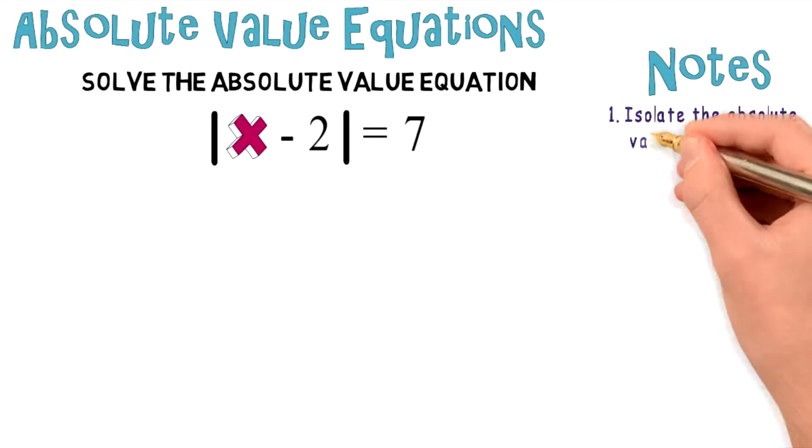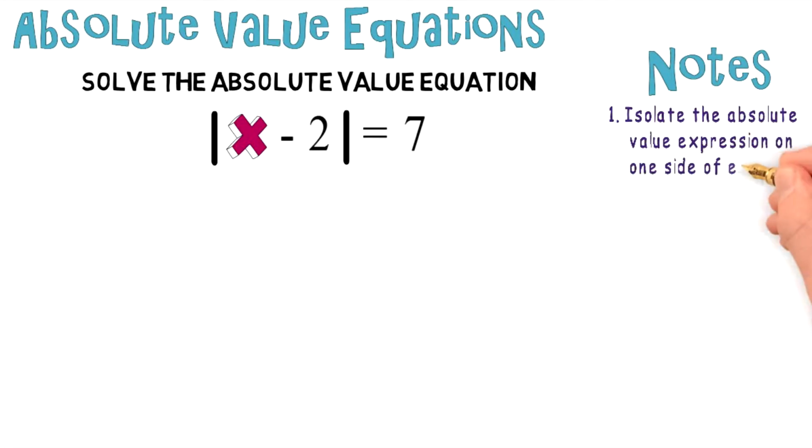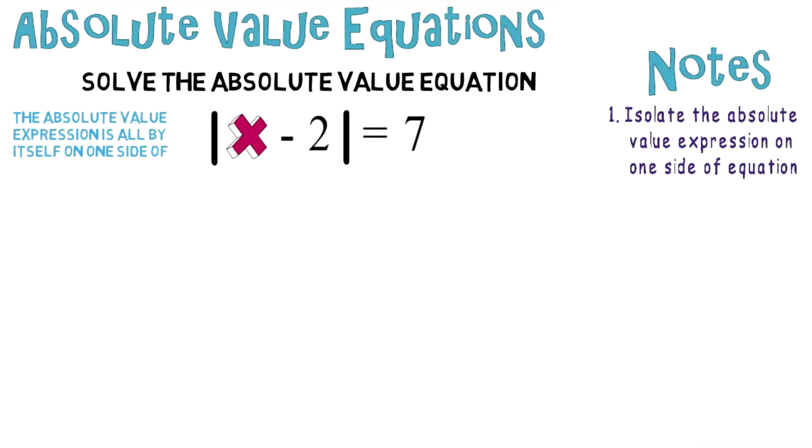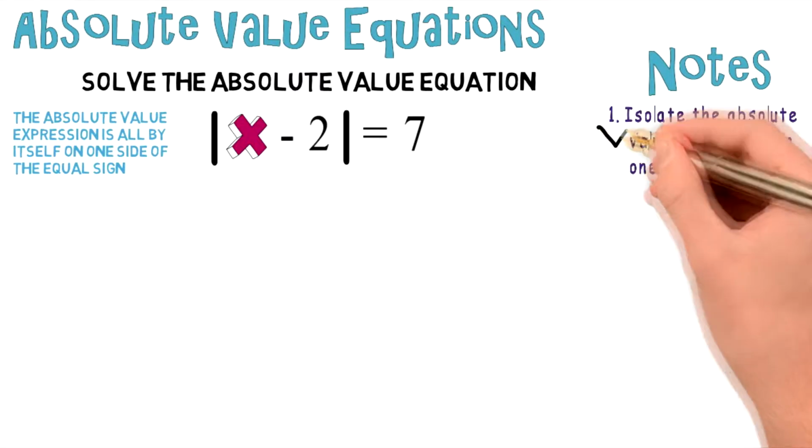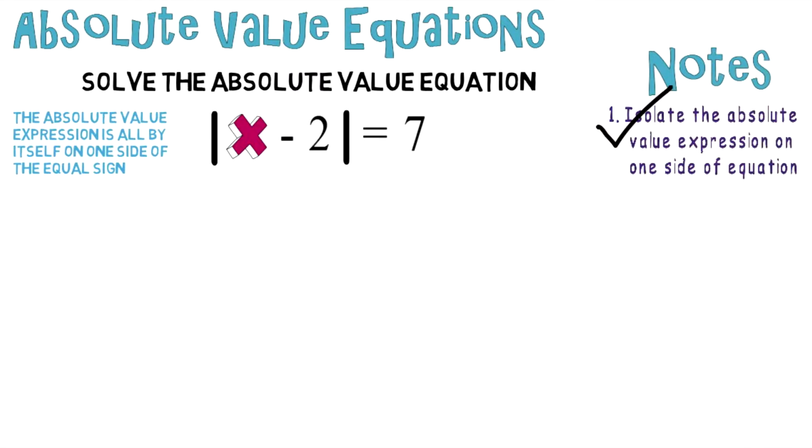Number 1, isolate the absolute value expression on one side of the equation. So now if you take a look here, the absolute value expression is all by itself on one side of the equal sign. So therefore you can check off the first step.